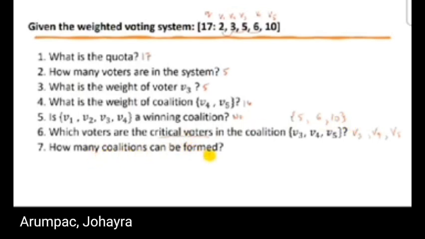How many coalitions can be formed? Our formula is 2^n minus 1, where n is the number of voters. So 2 raised to 5 is 32, and 32 minus 1 is 31.